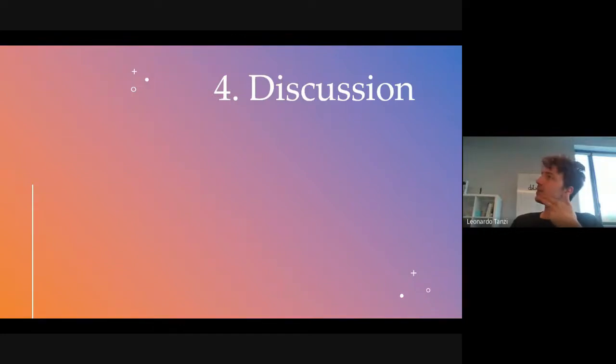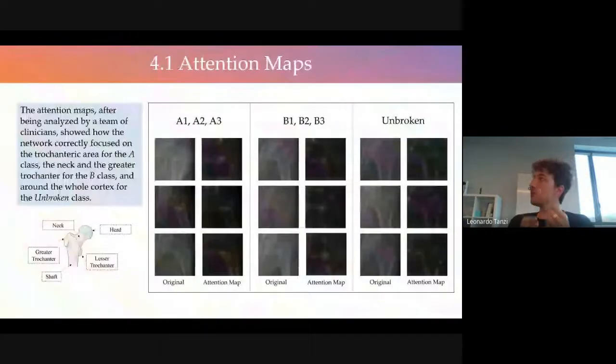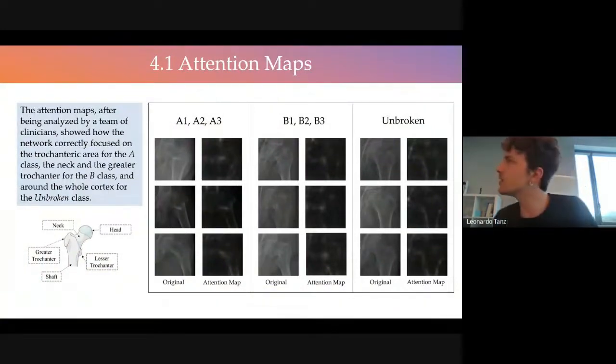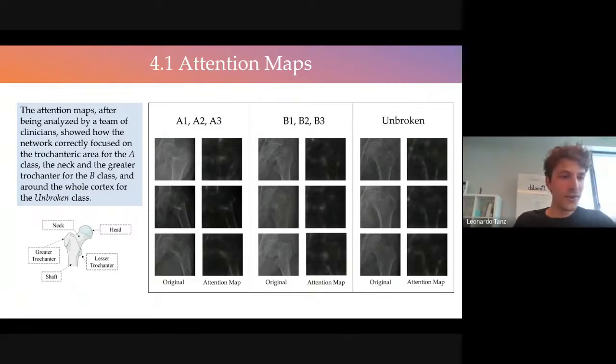Okay, let's start with the discussion. First of all, the attention map. The attention map is, as I already said, a way to visualize where the network is looking. I don't know if you can see from the presentation, but the lighter parts in the images are the parts where the network is putting attention while doing classification. We looked at them with the specialists, and they confirmed that the network is actually focused on the correct part. So the trochanteric area for the A class, the neck and the greater trochanter for the B class, and around the whole cortex for the unbroken class.